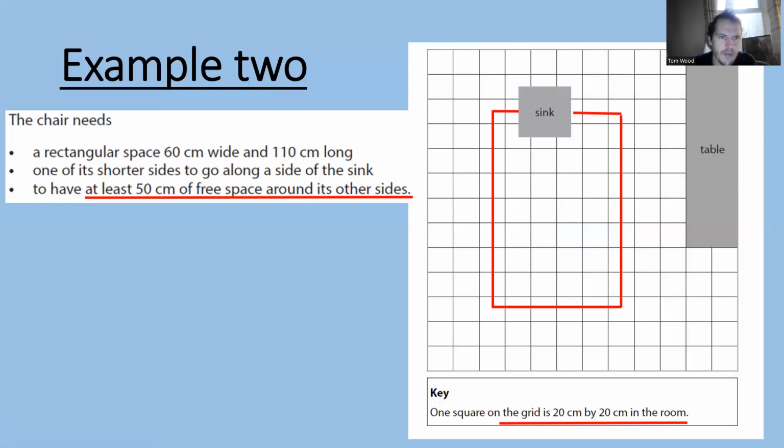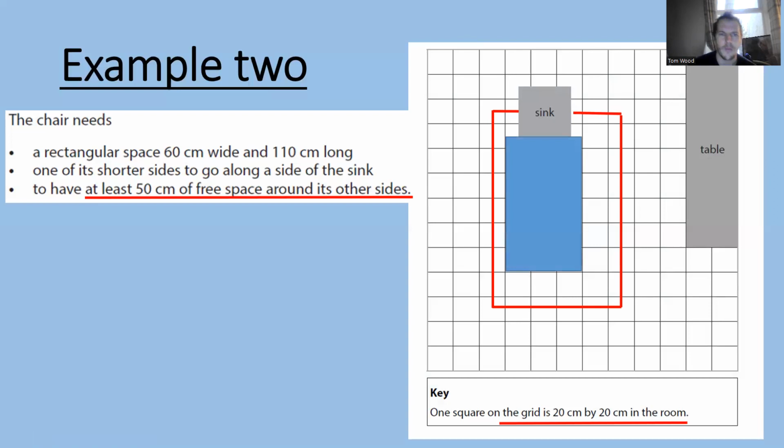It's got to have one of its shorter sides go along a side of the sink. The shorter side is 60 centimeters, so that will be 3 squares. So I've chosen to place it here across these 3 squares. Again, it could be moved half a square to the left. It could be moved half a square to the right. But with this, you might notice that your choices are more limited here. It can only really go in this position, one to the left or one to the right. That's the only place it will work. But we found that via process of elimination again.